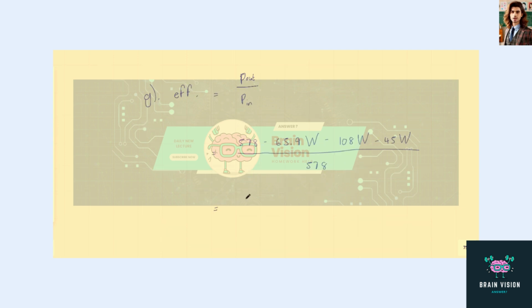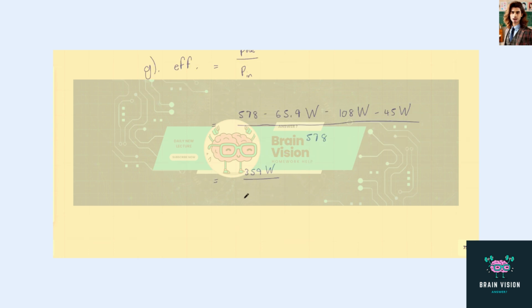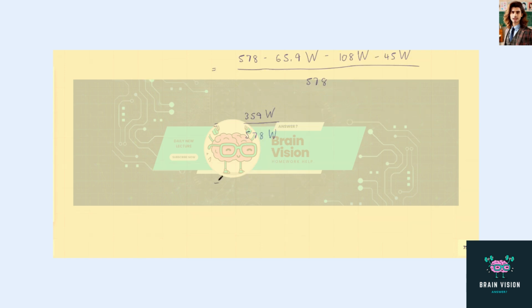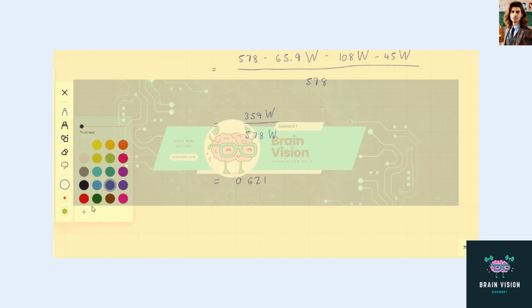And this gives us 359 watts divided by 578 watts, which gives us the efficiency to be 0.621, or 62%.